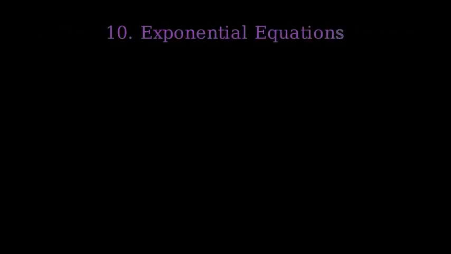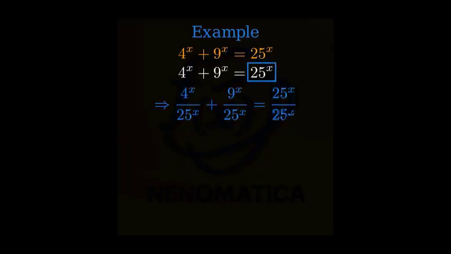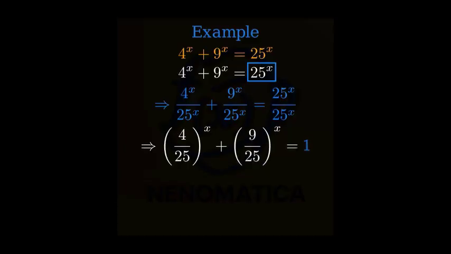Exponential equations. Let's solve the following exponential equations step by step, following the exact structure and logic shown. We start by dividing all terms by 25 to the power of x to get all terms with the same denominator. When we divide 25 to the power of x by itself, we get 1.